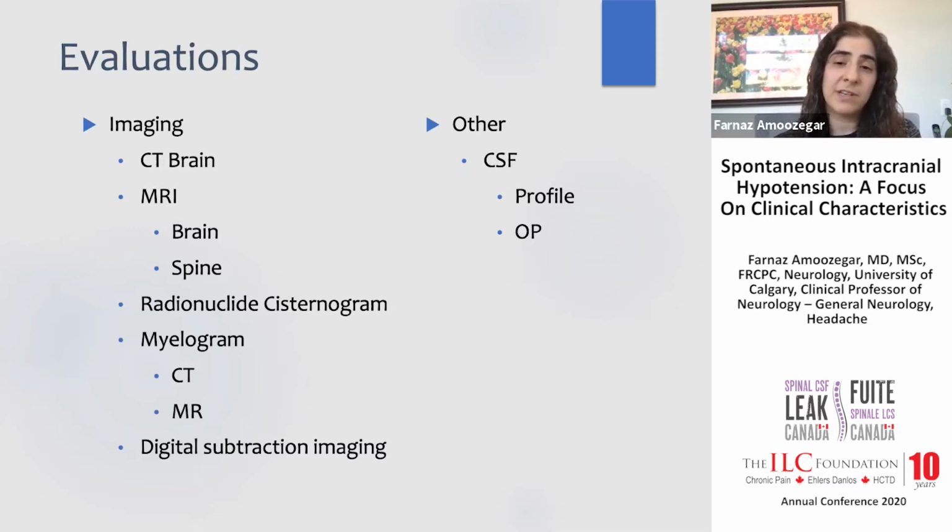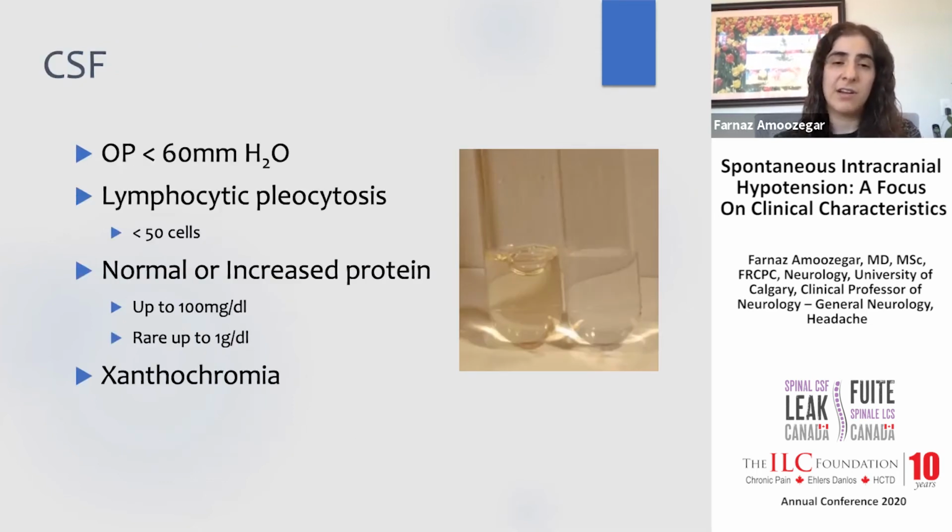And then we can also look at some other things. So for example, the CSF profile, and I have a slide on that, but it's not often very helpful. And actually it's not done very commonly anymore. So we used to do CSF analysis more commonly and also measure the opening pressure. But as I've mentioned to you, many patients can have normal opening pressure. So we're not finding it all that helpful. But if it is low, it can be helpful to confirm the diagnosis. So typically we're looking at opening pressure that's less than 60 millimeters of water.